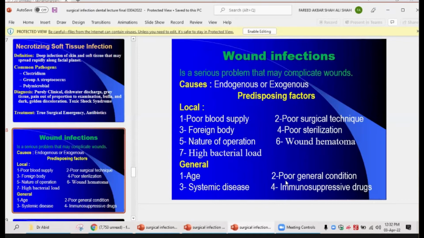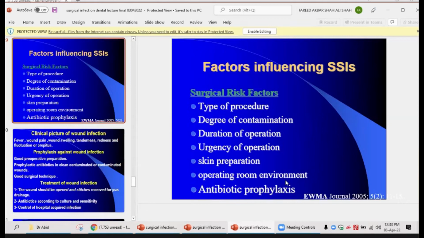And what are the general predisposing factors? If the patient is aging, an old age patient, the immunity is less, so the chances of wound infection are more. If the general condition or the hygiene is poor, then there are more chances of wound infection. There are systemic diseases like diabetes, malignancies, and renal failure that will predispose to wound infections. And if the patient is on immunosuppressive drugs.